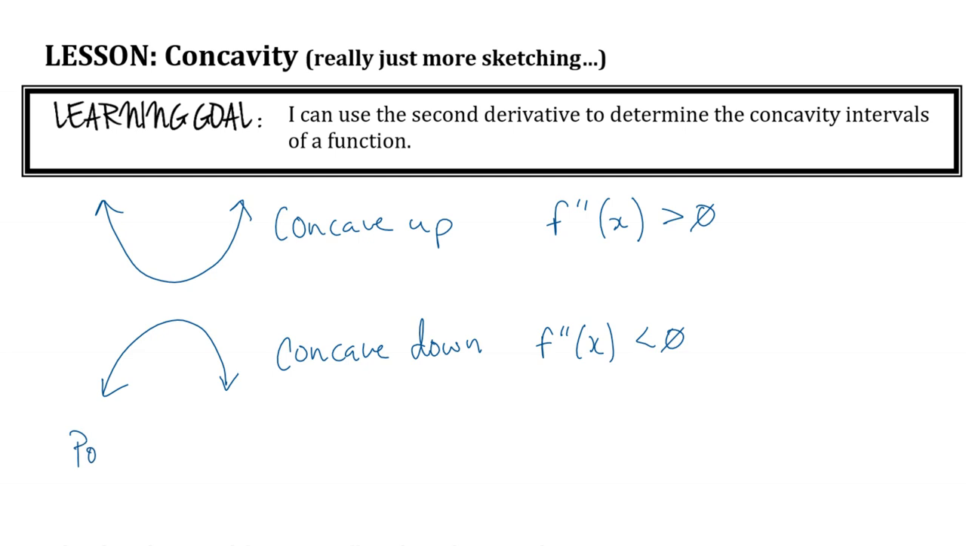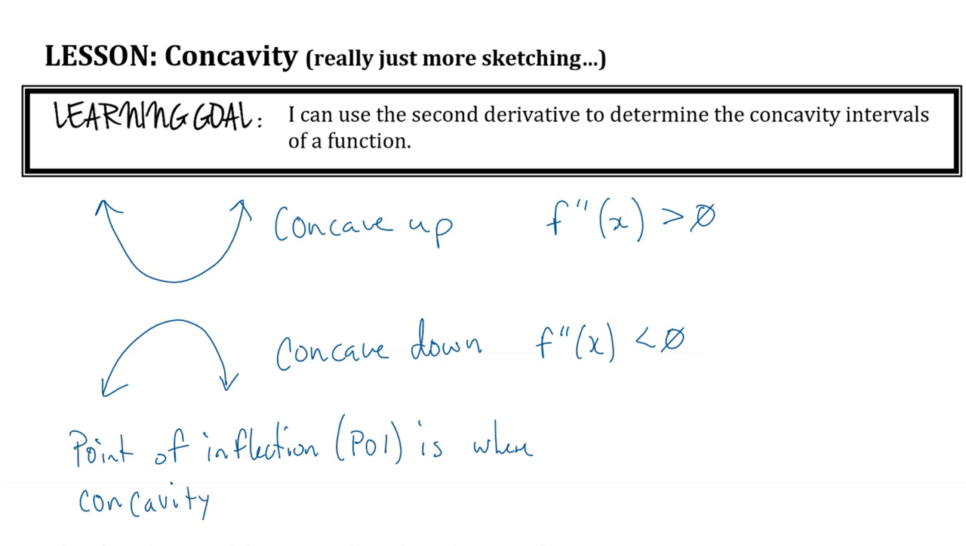And then the last thing here, a point of inflection, which we will shorten to POI, is where concavity changes. So those are just the facts. How do we use them?